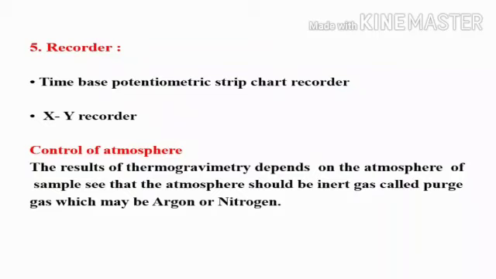Next is control of atmosphere. The result of thermogravimetry depends on the atmosphere of the sample. See that the atmosphere should be inert gas called purge gas, which may be argon or nitrogen.